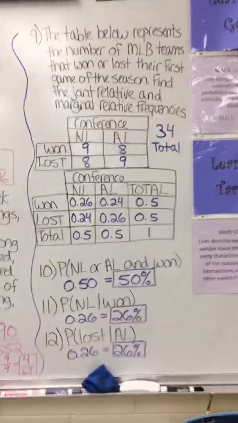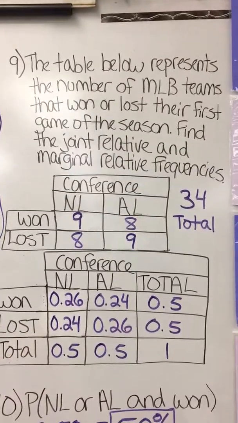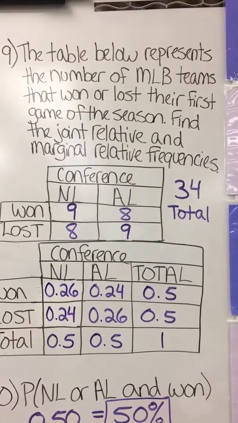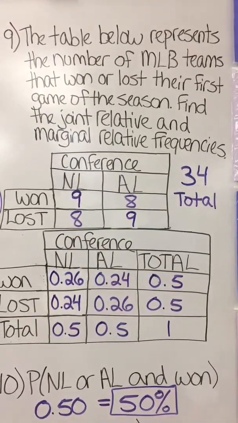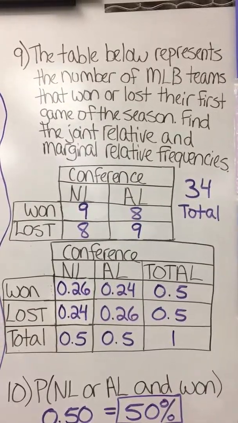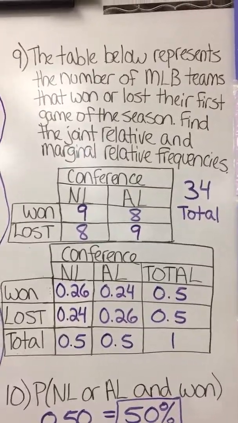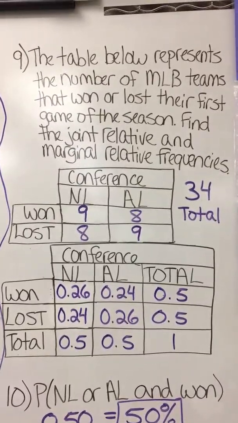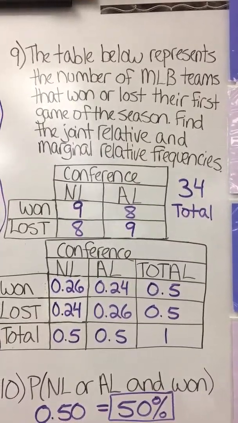As you can see, I'll back it up. That's our one big problem, but we're going to go step by step. For number 9, it says, the table below represents the number of MLB teams, Major League Baseball teams, that won or lost their first game of the season. Find the joint relative and marginal relative frequencies. If you need to remember joint relative and marginal relative, go back over those notes that we just did today.